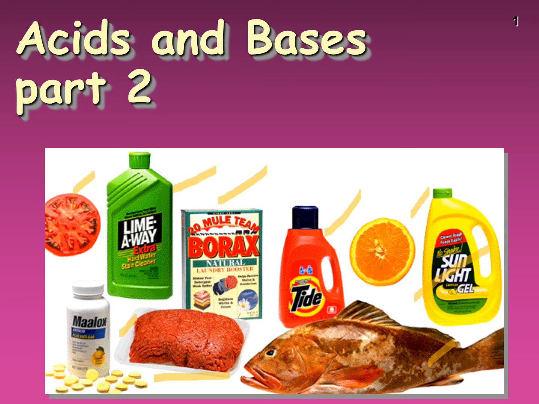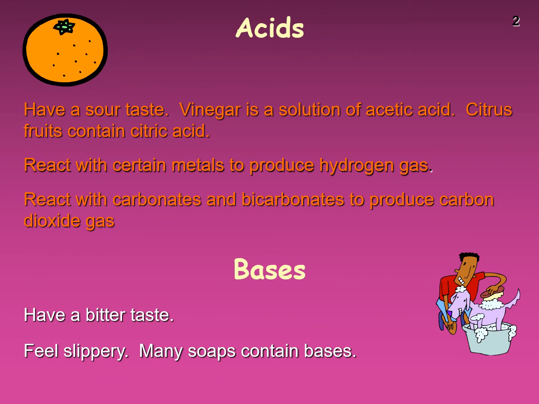Meron po silang characteristics ng acids and bases. Malalaman natin later on kung paano sila ma-identify. Okay? Acids have a sour taste. Okay? Vinegar has an acetic acid and citrus has citric acid. So acids class react with certain metals to produce hydrogen gas.